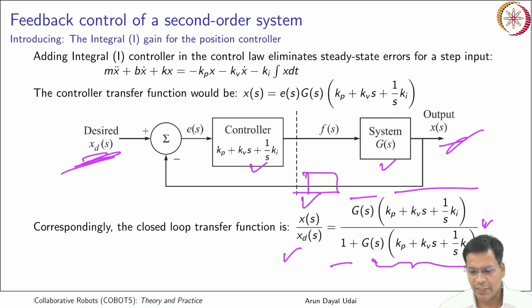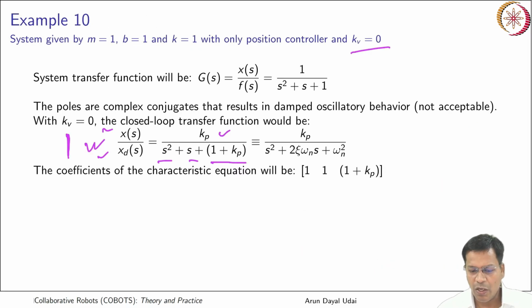Okay, in that case your system transfer function xs by xd becomes kp only. Kv is equal to 0, ki is equal to 0, so the numerator will see only kp. In our case it is 1, so only 1 will go there. And in the denominator also you should see 1 plus gs, that is s square plus s plus 1, and you have only kp which is here. So now I can write my system very much like this.